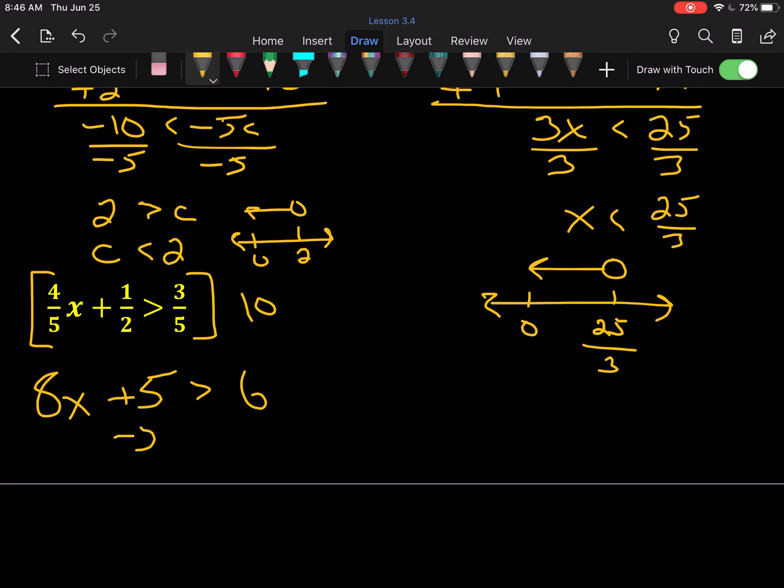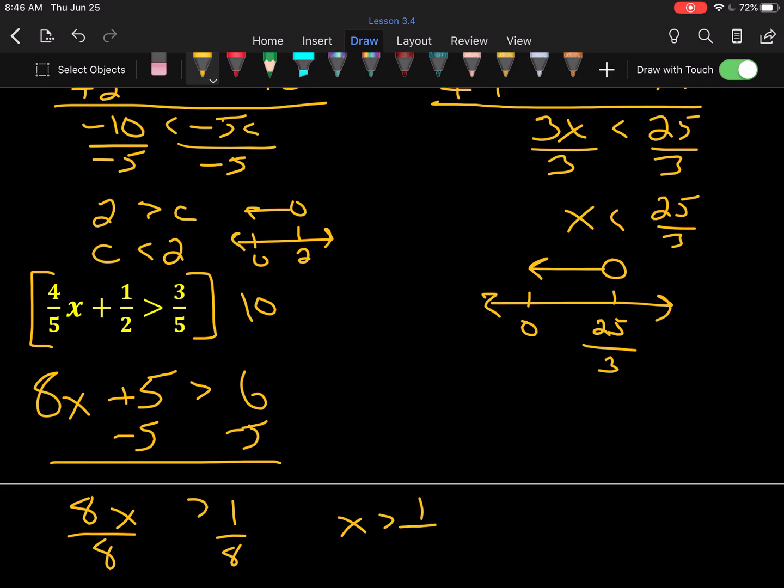Now this we would solve normally, so we'll subtract 5 from both sides. That'll get us 8x is greater than 1. We'll divide both sides by 8 to get x is greater than 1/8. Throw down a number line. We get a 0, we get a 1/8. And greater than, as always, empty circle to the right.